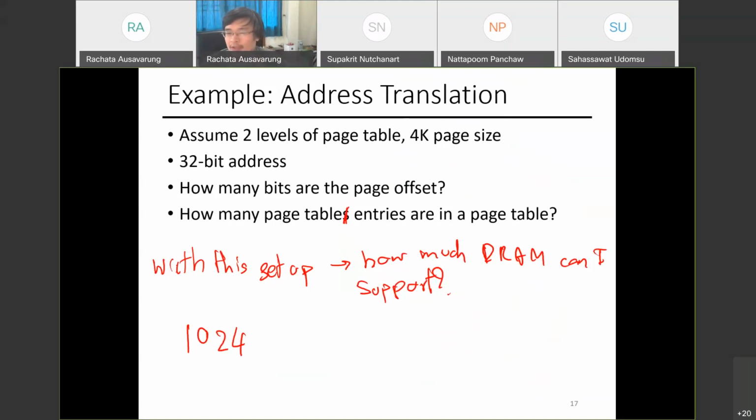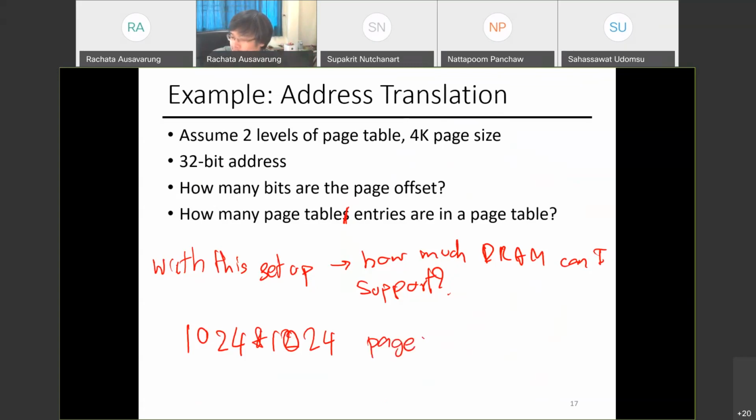The easiest way is to figure out how many pages I have, right? The first level can have 1024 entries. Each entry points to a different table in the second level, right? Each entry here points to another level. So the answer is 1024 multiplied by the second level. You have 1024 entries as well, right? So the first level has 1024, and the second level also has 1024. That's the amount of pages that you can support.